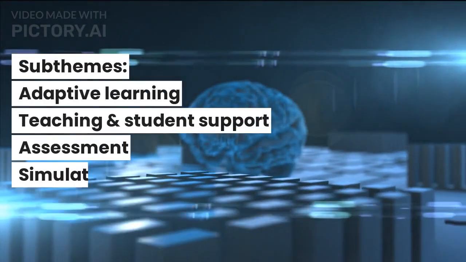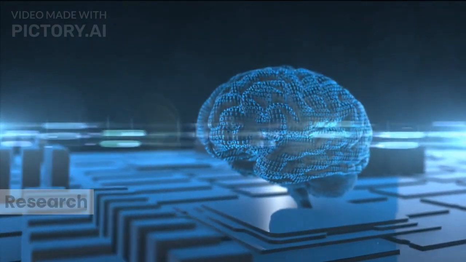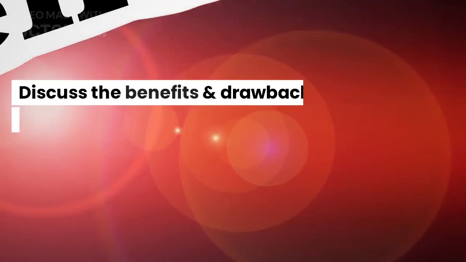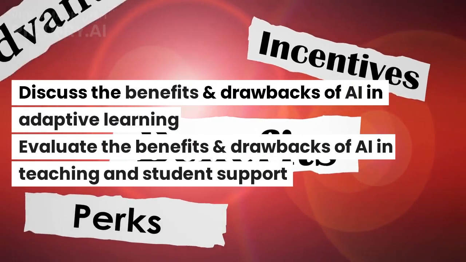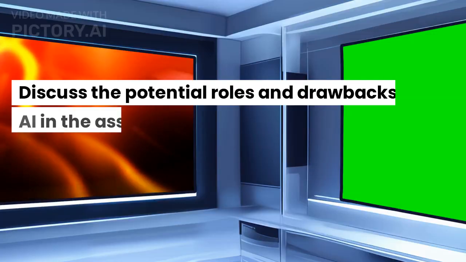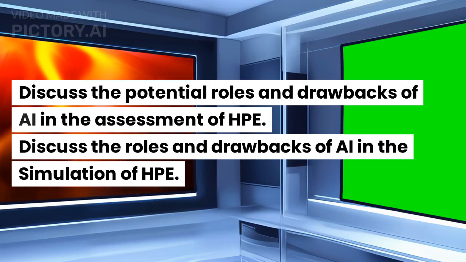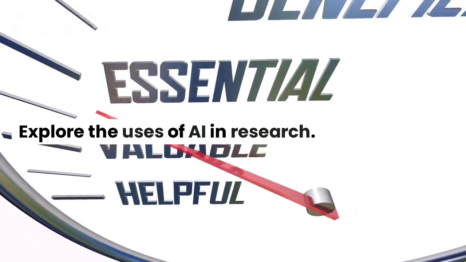Subthemes: adaptive learning, teaching and student support, assessment, simulation, research. Objectives: Discuss the benefits and drawbacks of AI in adaptive learning, evaluate the benefits and drawbacks of AI in teaching and student support. Discuss the potential roles and drawbacks of AI in the assessment of HPE. Discuss the roles and drawbacks of AI in the simulation of HPE. Explore the uses of AI in research.